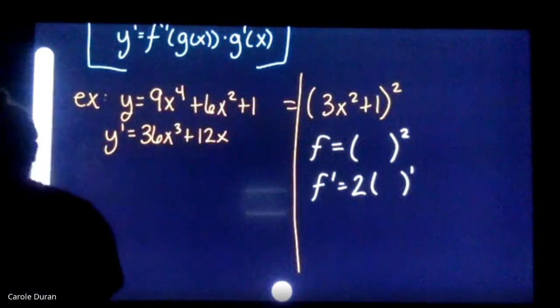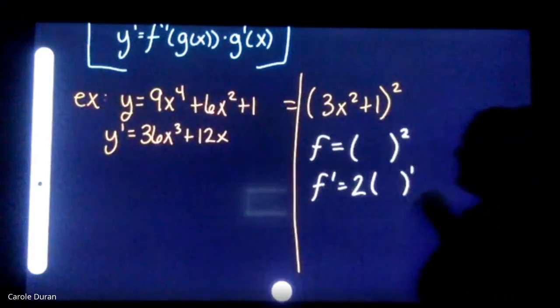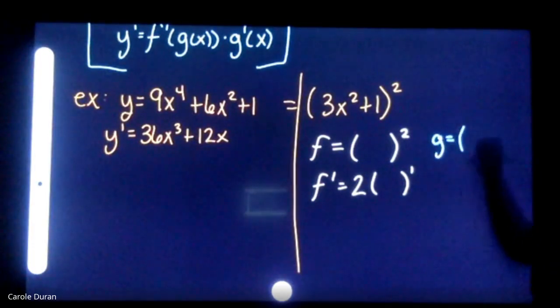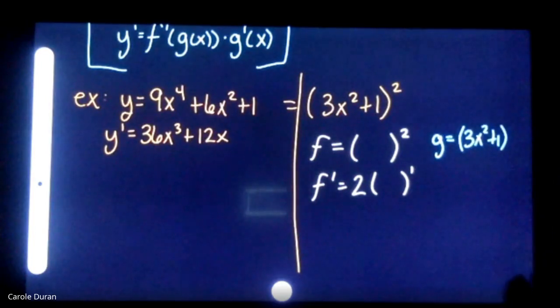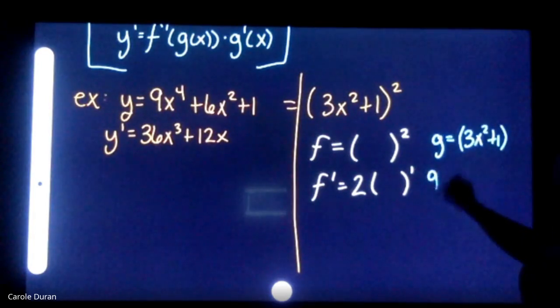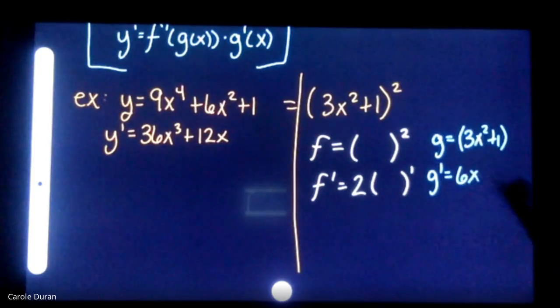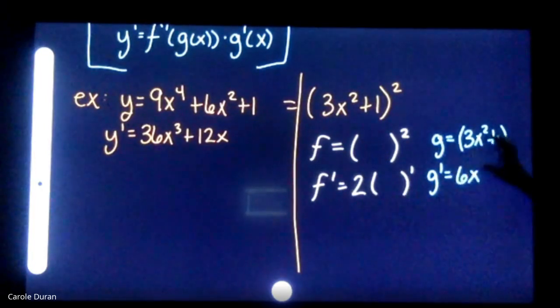Okay, so that was just the outside portion. Now I need to identify my inside function and its derivative. My inside function is anything that's inside the parentheses, so here it's 3x squared plus 1. And its derivative is a power rule problem. I drop the 2 to make it 6x. And that's it. Okay? So I have my original F and its derivative, and I have my original G and its derivative.